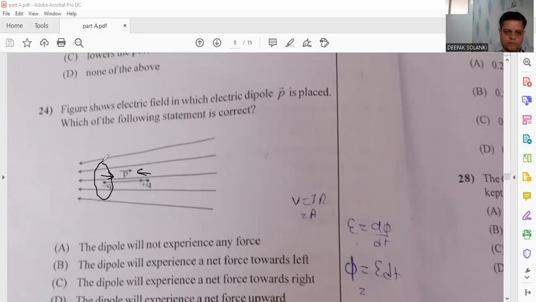But here the electric field is stronger. So the force on the negative charge is greater than the force on the positive charge, and as a result, this is the force. The resultant force is in the right direction. So the dipole will experience a net force towards the right. I think you must have understood this, it is a very conceptual question.